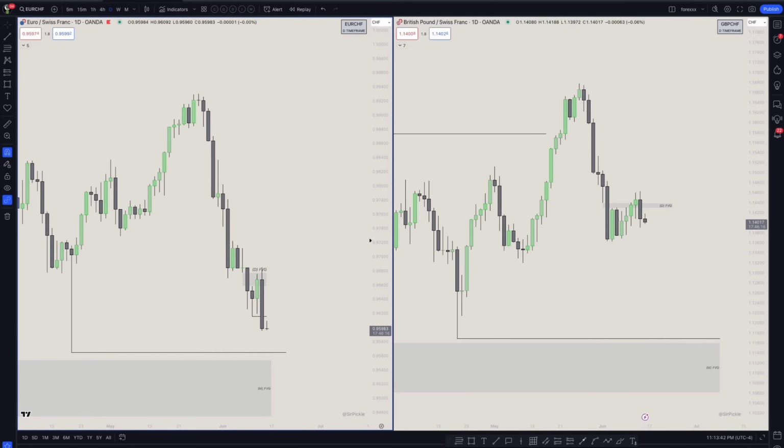signaling more weakness compared to its counterpart right here, as well as we are respecting this daily fair value gap to a greater degree than we are over here, where we are disrespecting it on GBP CHF with this candle close above and just overall not really respecting that gap. Whereas if we look at Euro, which has been weaker, we are not closing above it. We're showing wicks and a lack of intention to continue pushing higher once we start trading above it. And then as you can see, this has been followed by large displacement lower.